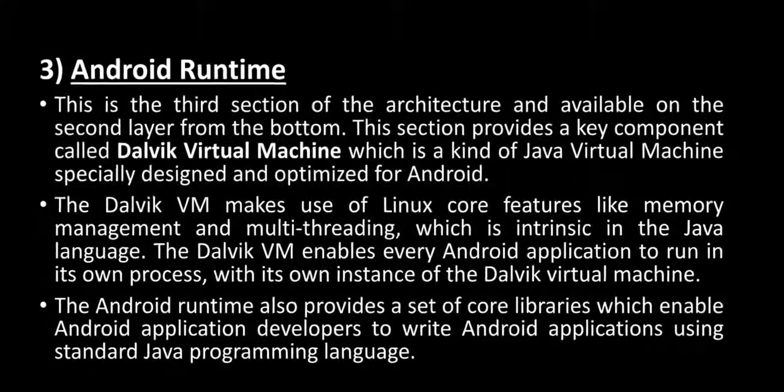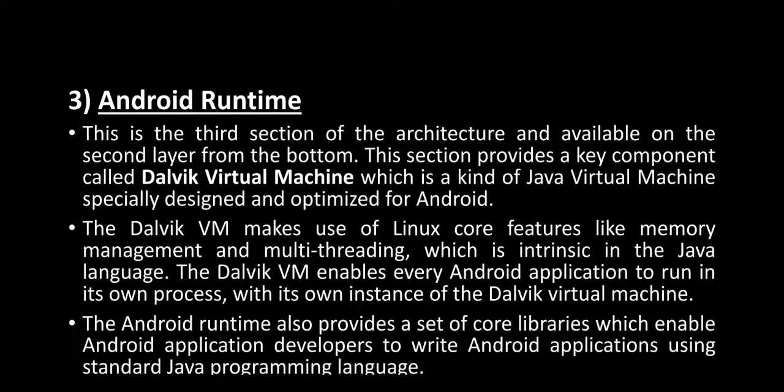Next is the Android runtime. This is the third section of the architecture and is available on the second layer from the bottom. This section provides the key component called DVM, Dalvik Virtual Machine, which is similar to the Java Virtual Machine, but which is specially designed for the Android application development process. DVM makes use of Linux core features like memory management and multi-threading, which is similar to the Java Virtual Machine, that is JVM.